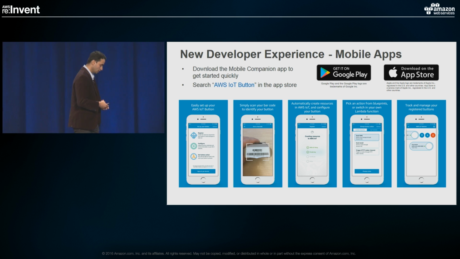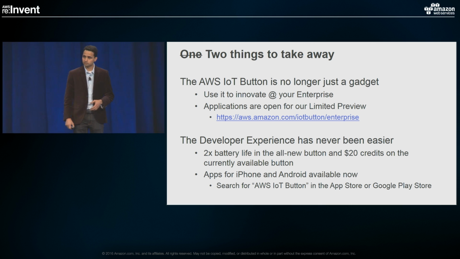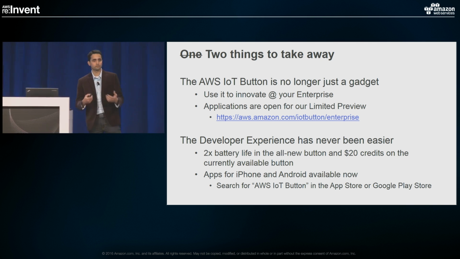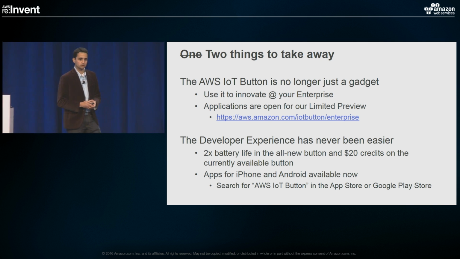But we really want to have you guys try this out, get started quickly. And as you find new things, you might apply them to just interesting gadgets, or you might apply these to real business use cases and scale these up. And we have the enterprise program for that. If there's a couple of things to take away that we've talked about: no longer just a gadget, use it to innovate, sign up or apply at this site, and the developer experience has never been easier. You've got the apps, you've got better battery life, you've got $20 credits, and you can also continue to modify and update your code through the Lambda console.